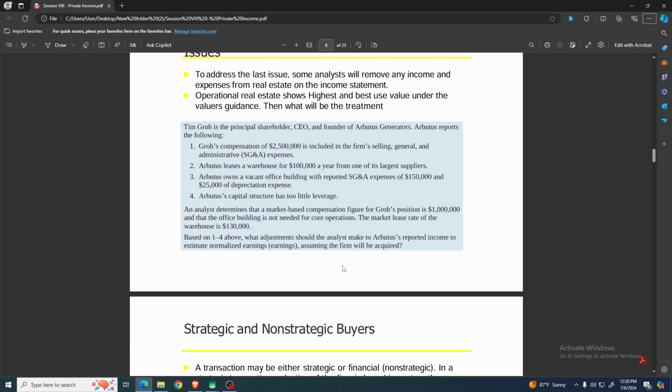So the question asks us, based on the above, what adjustment should the analyst make to Arbutus's reported income to estimate the normalized earnings, assuming the firm is going to be acquired? So let's take a moment to note this down and actually solve this scenario.